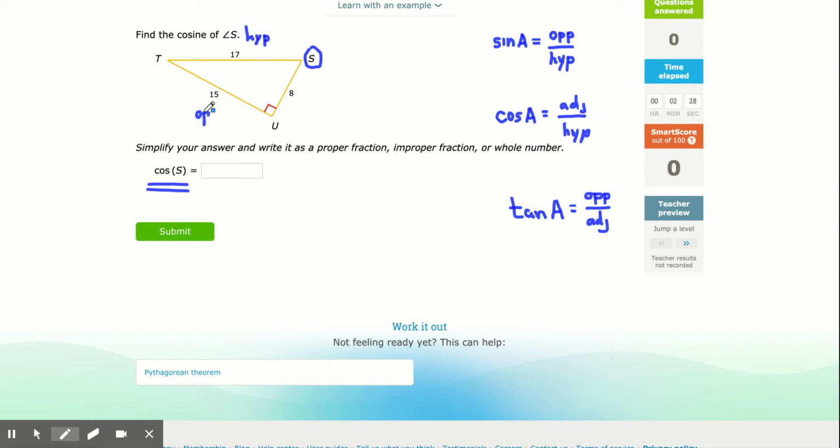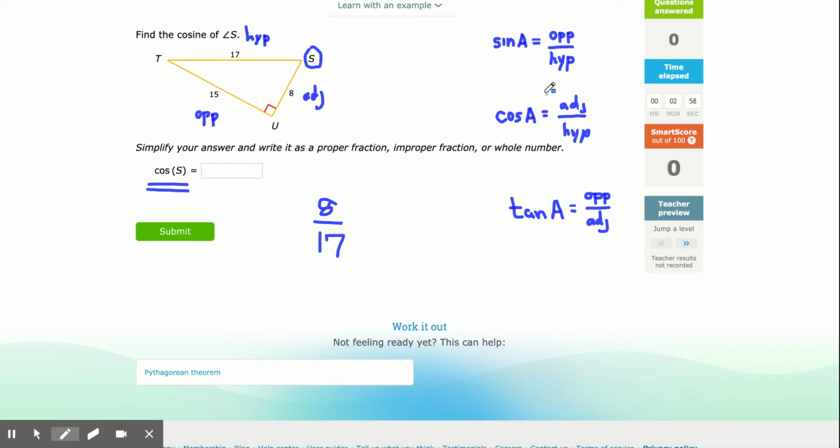Then I like to go across from S and find the opposite side. This is the opposite side. Or it might be easier to find the adjacent, which is the side that makes angle S with the hypotenuse. So this side that's 8 here is the adjacent side because it makes angle S with the hypotenuse. Now I look for the ratio. Which ratio do I want? I want the cosine ratio, which is adjacent side. It's 8 over the hypotenuse, which is 17. So I'm going to type in 8 over 17.